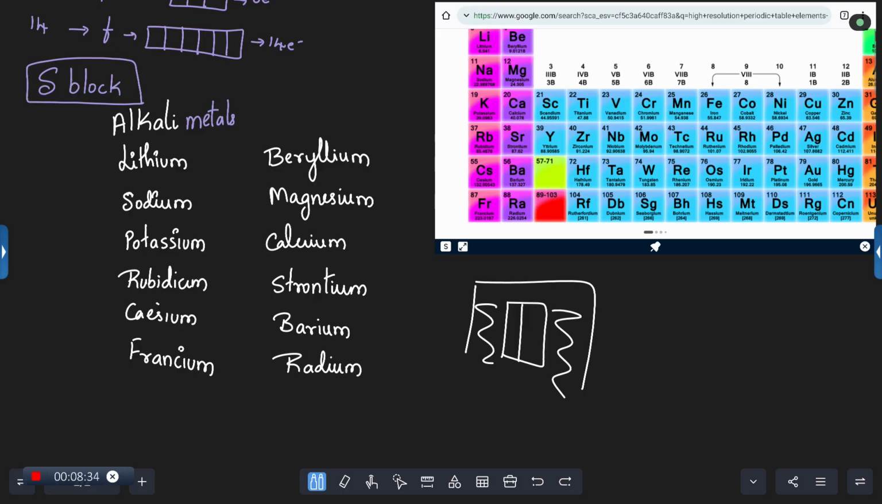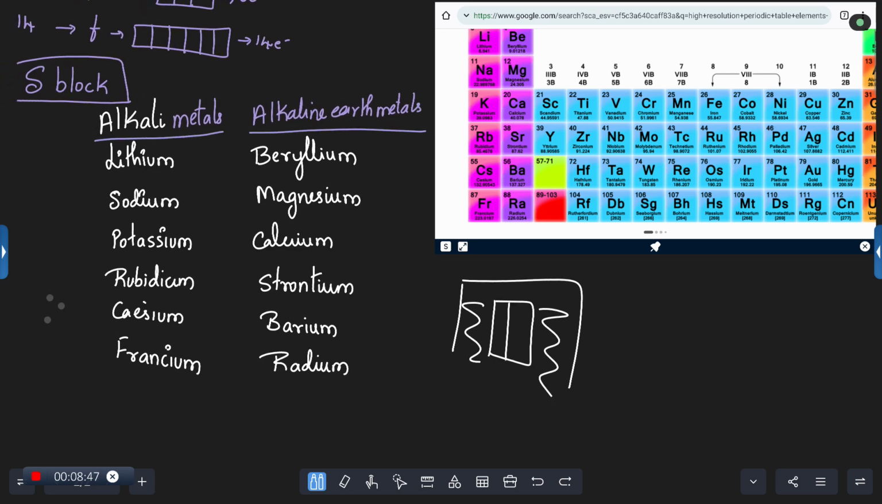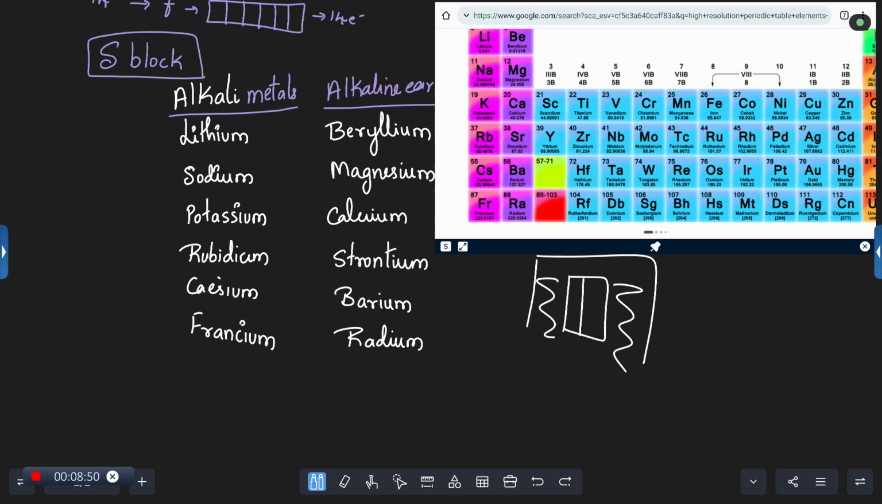Second group is called alkaline earth metals. Now if you see lithium, sodium, potassium, rubidium, cesium and francium, the last electron is entering which subshell? S. Right? What is the configuration of lithium? S1. Lithium has how many electrons? 3 electrons. So 1s2, 2s1.